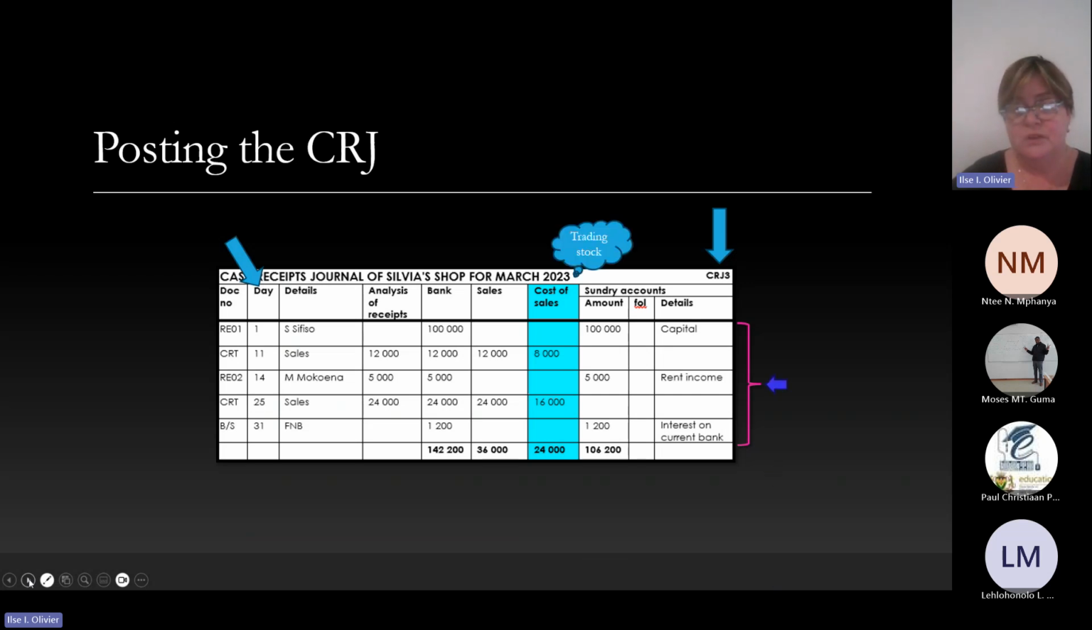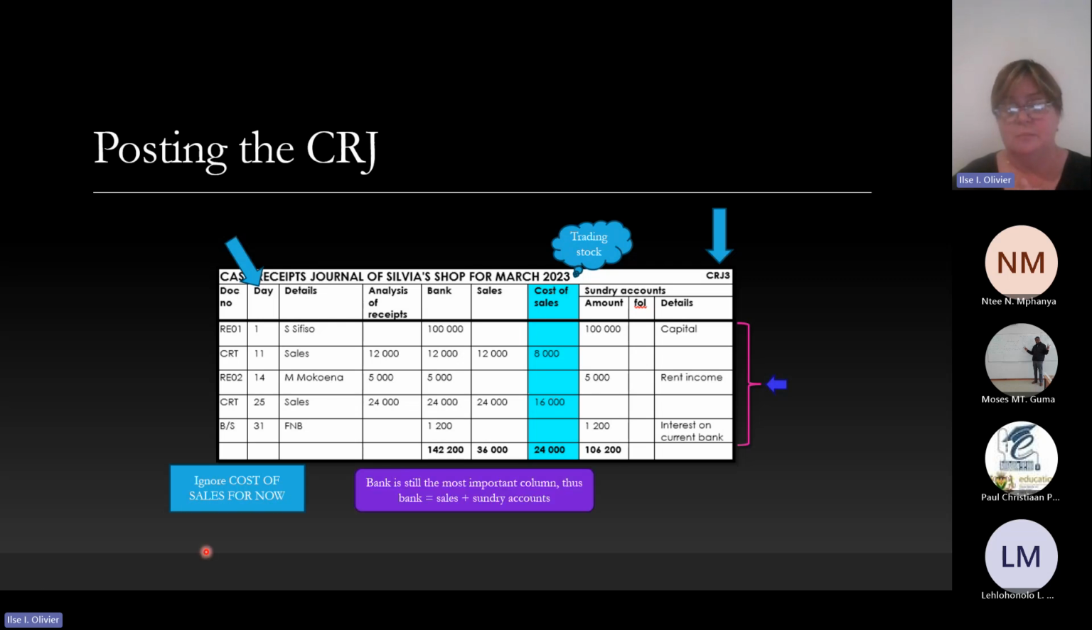So the first thing that I would do if I post a CRJ is I would take the cost of sales, highlight it, and write on top of it for me, trading stock. Because what is the cost of sales? The cost of sales tells me how much trading stock I sell. So what is the rule? For now, we're going to ignore cost of sales. Bank is still the most important column. So sales, and therefore bank, equals sales plus my sundry accounts. So the rule will be: bank is debited. Why? Because bank is an asset that increases, and the rest, except for cost of sales, will be credited.